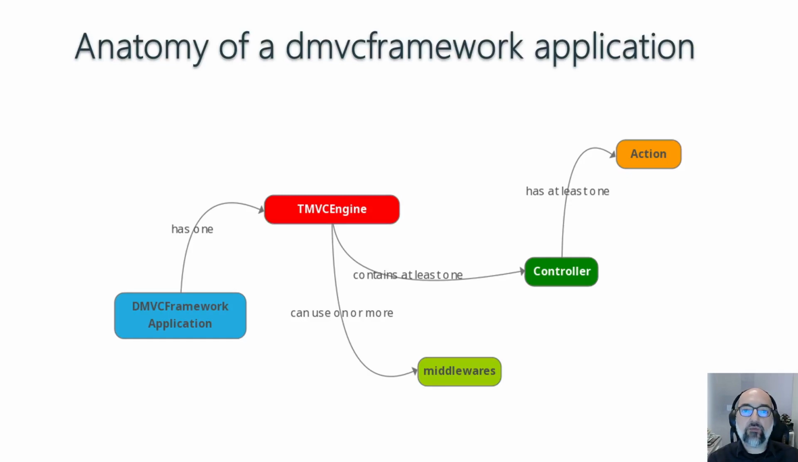This is the anatomy of a DMVC framework application. As you can see, for any DMVC framework application, you have one DMVC engine that contains at least one controller that contains at least one action. A controller is nothing more than a class that inherits from TMVCController, and the actions of a controller are just controller methods which are decorated with specific RTTI attributes. The MVC engine can also use one or more middlewares.